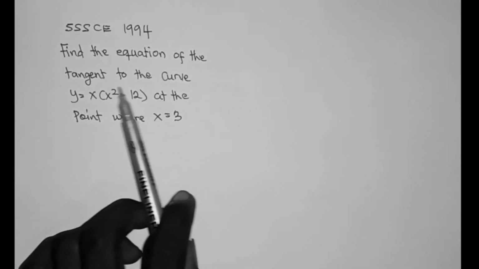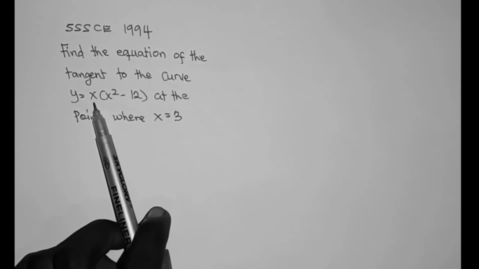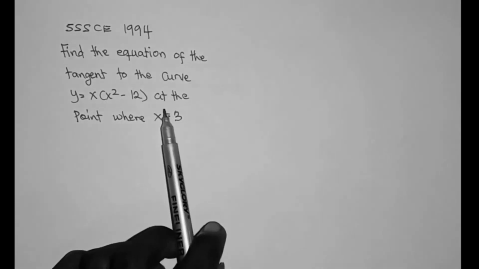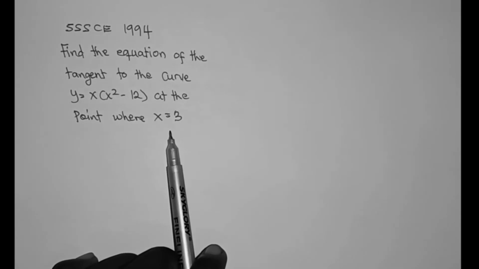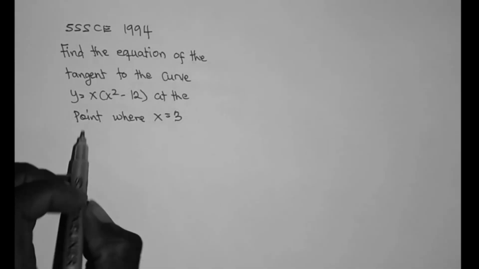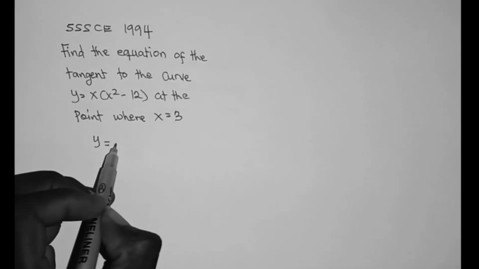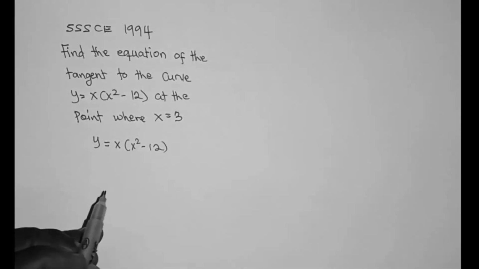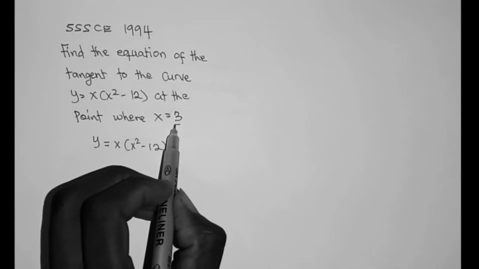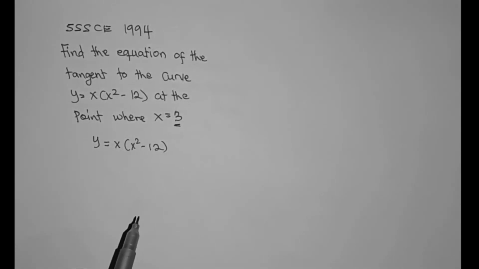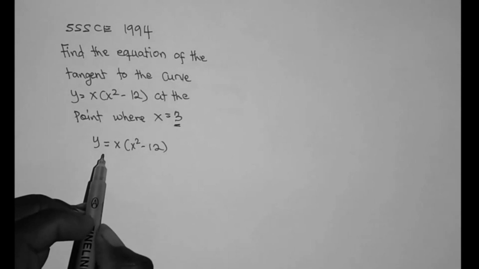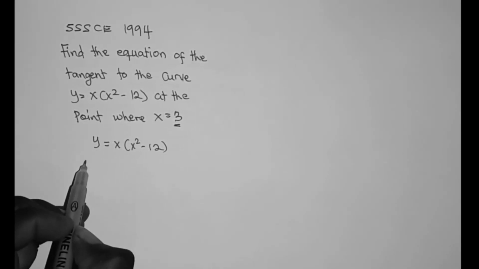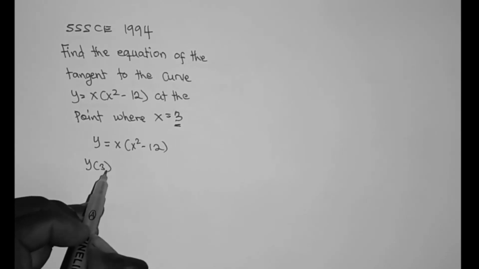Find the equation of the tangent to the curve y equals x times bracket x squared minus 12 at the point where x is equal to 3. So y is equal to x times bracket x squared minus 12. But we know the x component, which is x equals 3 at that point. So what we need to do is find the y component so that we can know the point. So we need to find y of 3.